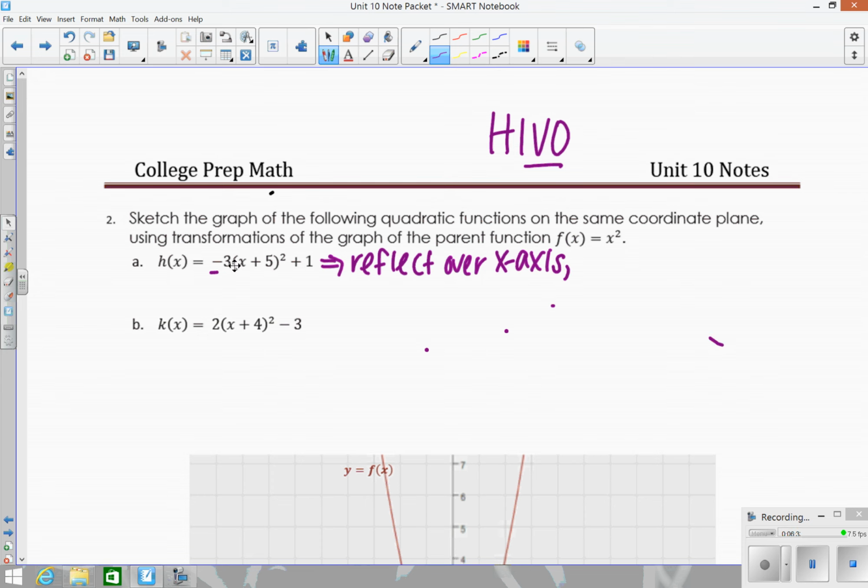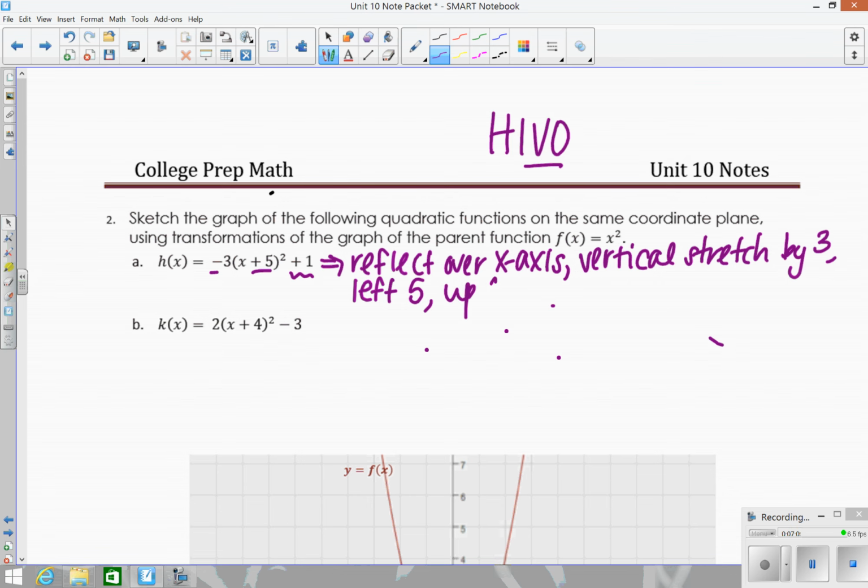Then I look at the 3. Well, the 3 tells me it's going to be a vertical stretch by 3. Then I go to the next piece, this plus 5. Since it's on the inside, it's going to be a horizontal shift, left 5 units. And then this plus 1 at the end is going to be a vertical movement, up 1, because we do what makes sense.